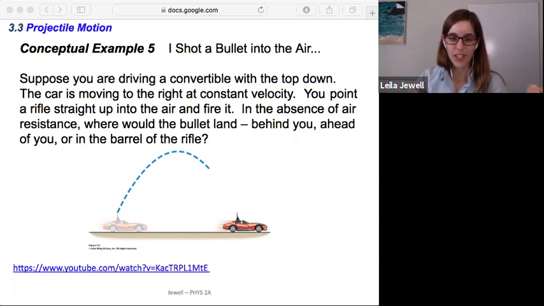So I'm going to include a link to the video that shows this demonstration being done a little less dramatically, not with a rifle, but come up with an answer before you watch the next video.